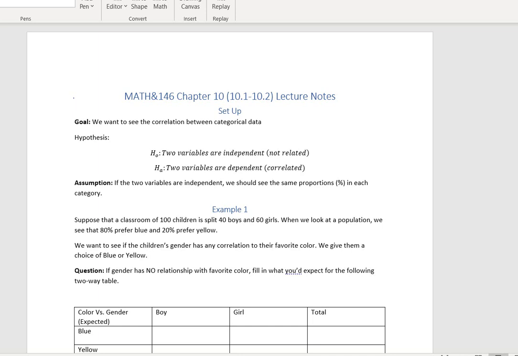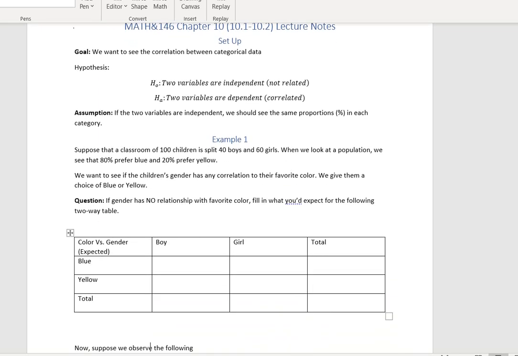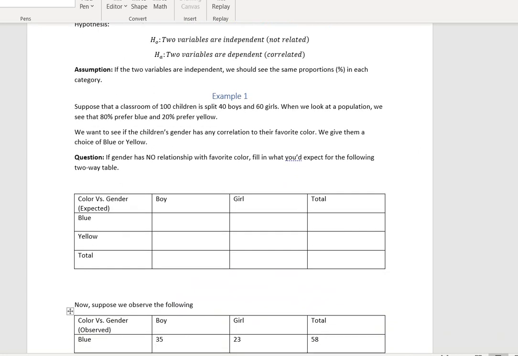Now, the assumption is that if two variables are independent, we should see the same proportions in each category. So let's look at this example. Suppose that in a classroom of 100 children, we have 40 boys and 60 girls. When we look at a typical population, what we see is that 80% of people prefer blue and 20% of people prefer yellow. So what we want to see is if the children's gender has any correlation to their favorite color. So we go into this classroom and we ask the boys, which one do you prefer, blue or yellow? And we ask the girls, which one do you prefer, blue or yellow? And then we're going to record what they say.